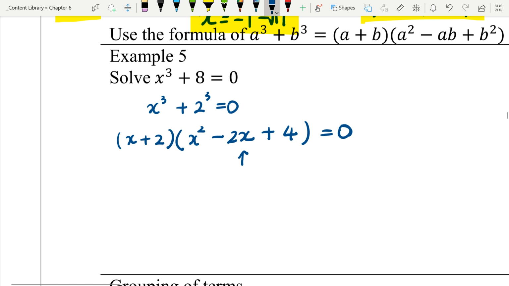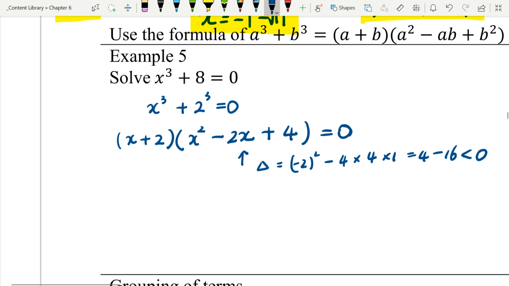How do you test yes or no? What did I tell you? Discriminant? What's the discriminant for this quadratic? 4 minus 16. So less than 0, right? So it cannot be factorized. And as I told you last time, if you use this formula, this quadratic definitely cannot be factorized. Okay, remember that.